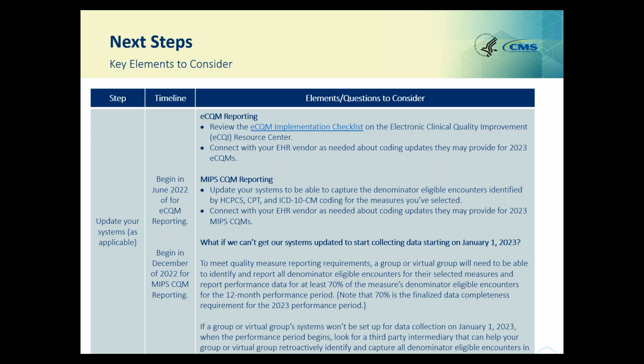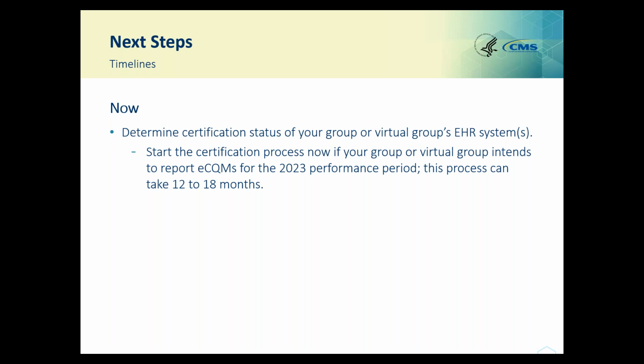Next slide, please. The next several slides provide a summary of the various steps, as I mentioned, that you will need to take and very, very specific timelines. So for step 1, you will need to determine the certification status of your group or virtual group's EHR systems. You'll start the certification process now if your group or virtual group intends to report ECQMs for the 2023 performance period. This process can take 12 to 18 months.